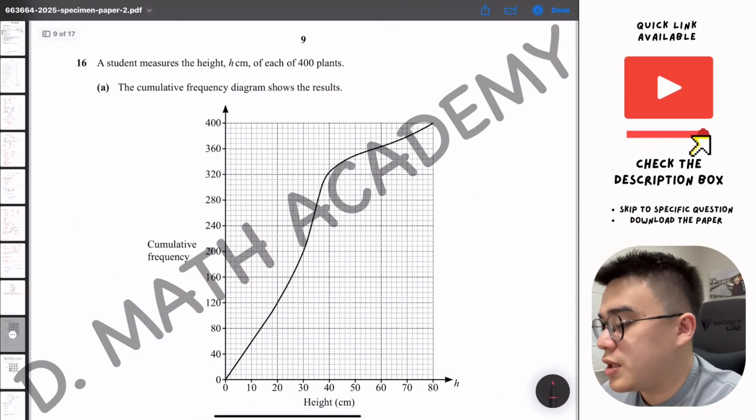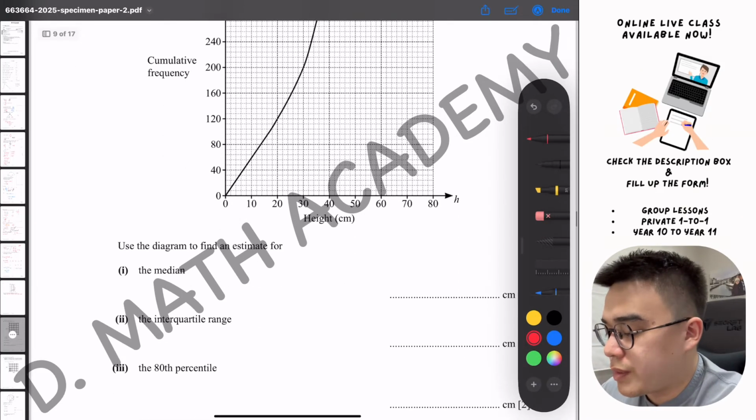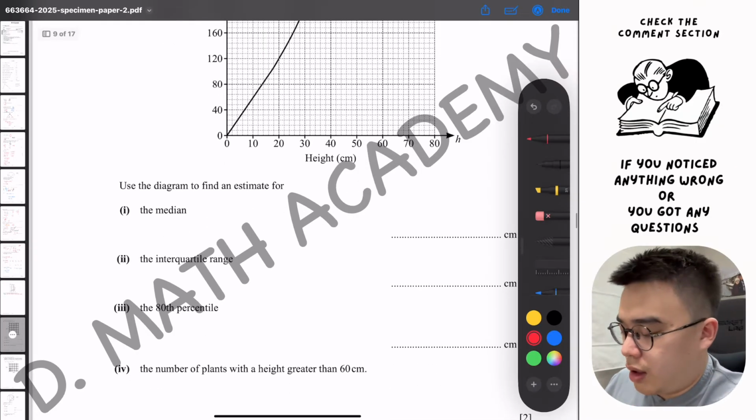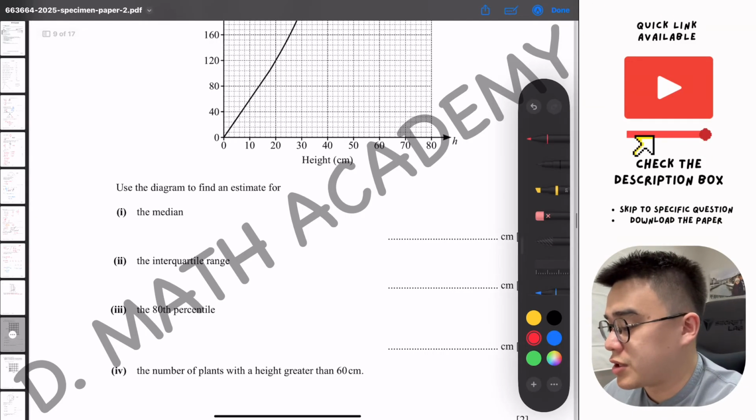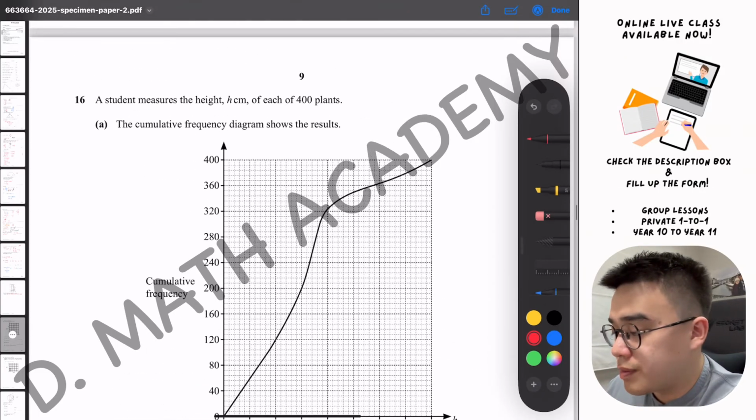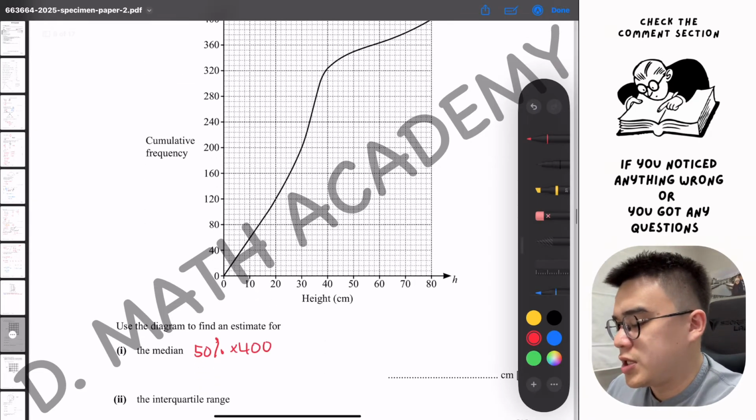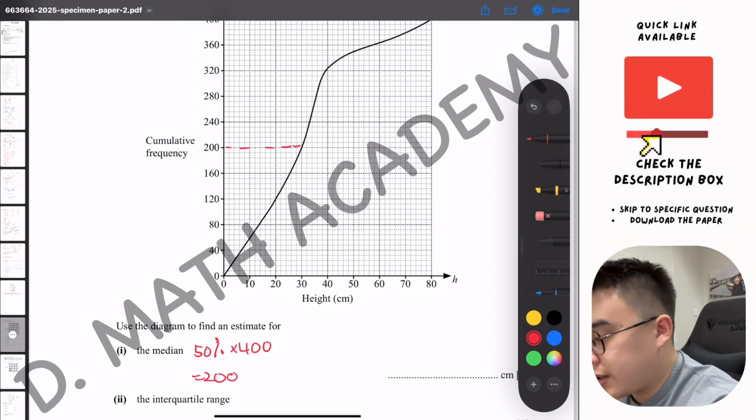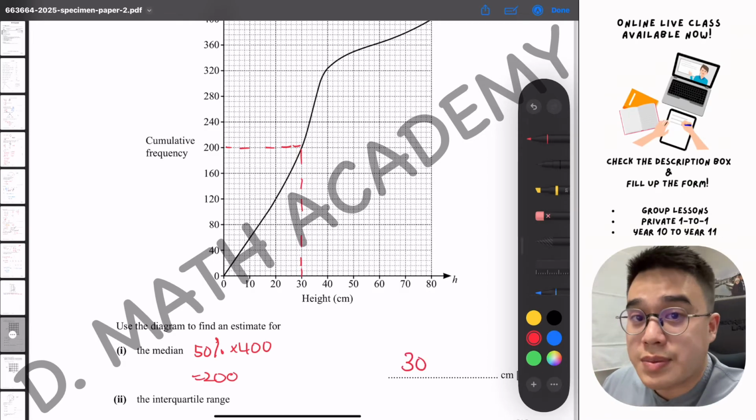Next, question 16. A cumulative frequency diagram shows the results. They want us to find the median, the interquartile range, the 80th percentile, and the number of plants with height greater than 60 centimeters. Median means 50% of the total population. So the population here is 400 plants, half of it is 200. So all you need to do is trace from 200 and then bring it down. It actually points you towards 30 centimeters.